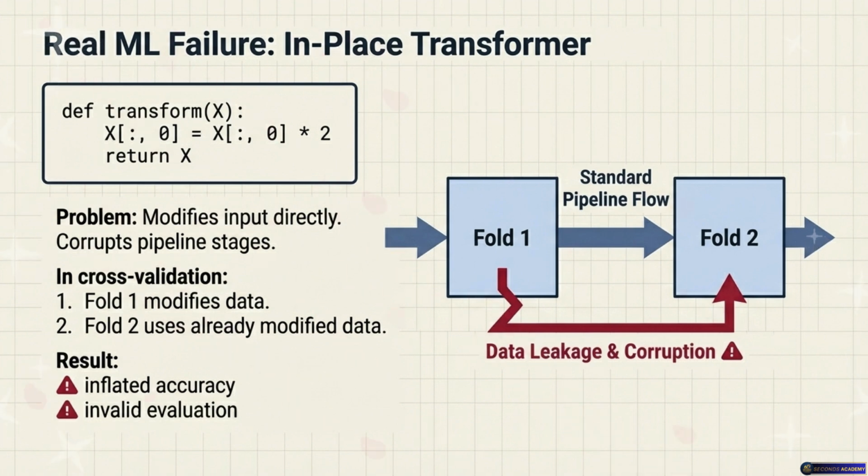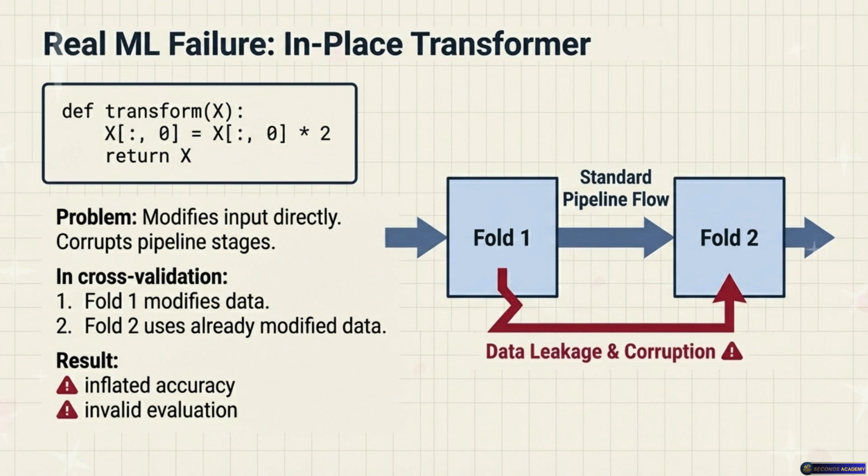Exactly. Now suppose you write a transformation step that multiplies the first column of your matrix by 2, doing it in place with NumPy syntax. So like X[:, 0] = X[:, 0] * 2? Yeah. During fold 1, the pipeline mutates the data in place. The model trains. Then the cross-validation loop moves to fold 2. But the underlying data was never reset. Nope. Fold 2 is now training on data that was already multiplied by 2 during fold 1.